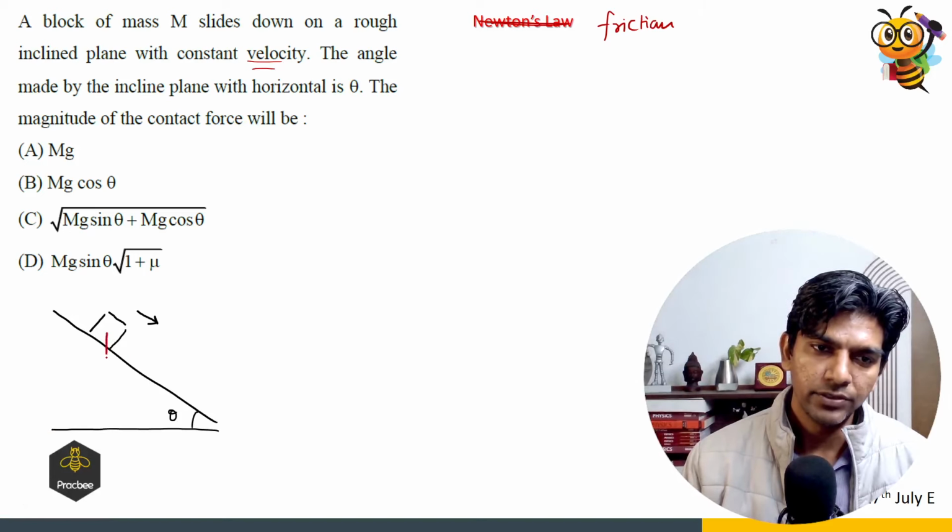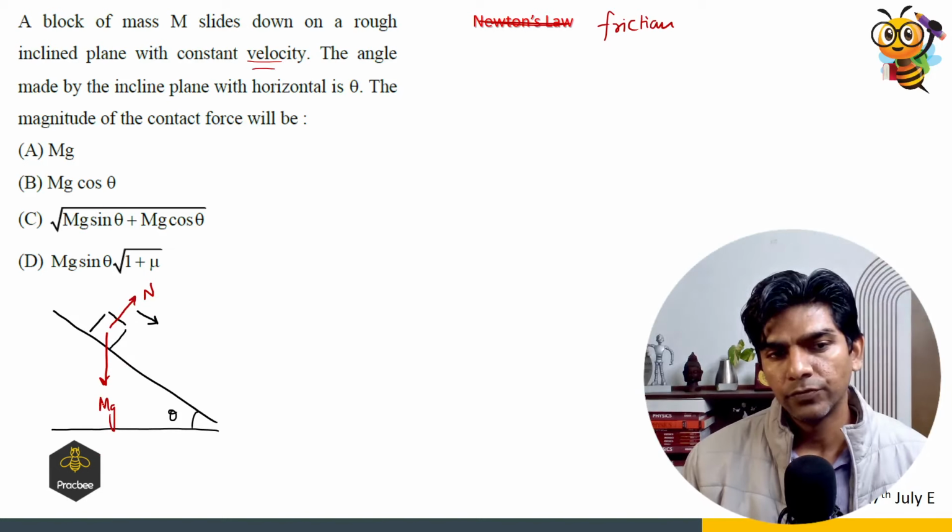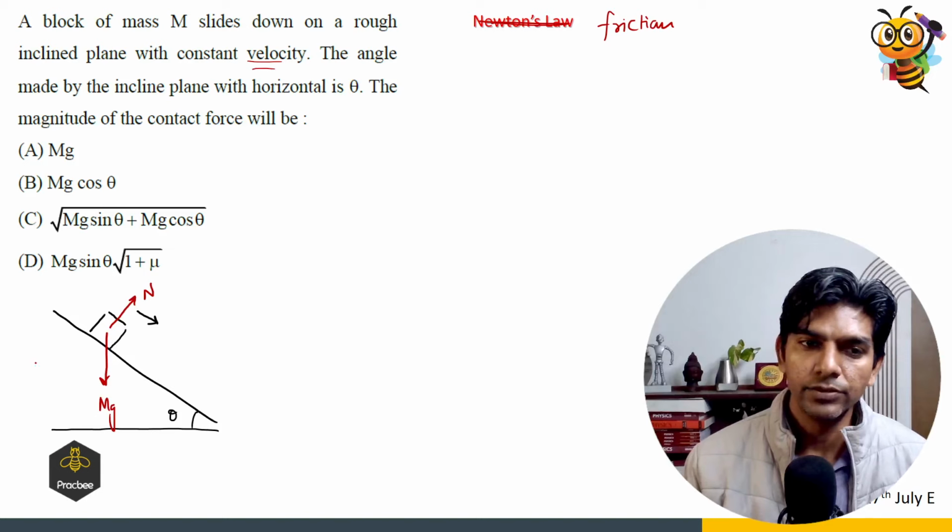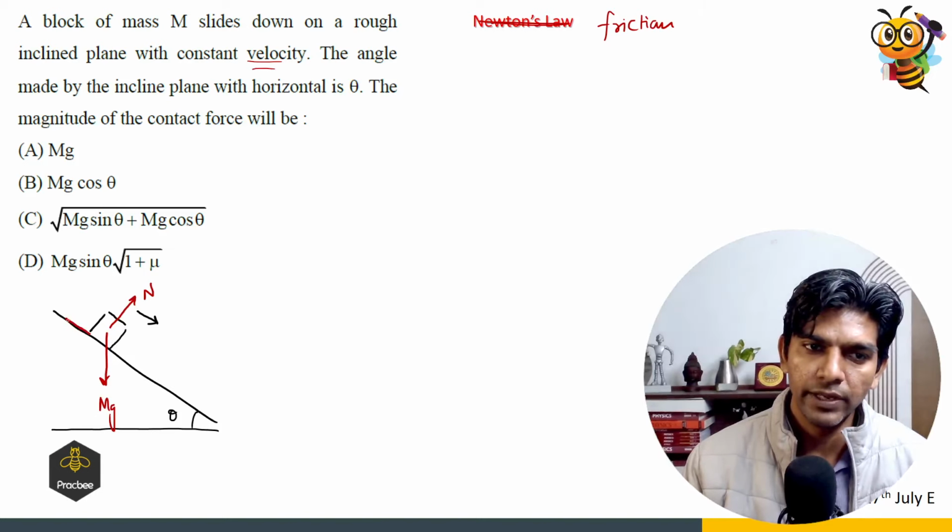So there is a gravitational force which will be mg. There will be a normal reaction, right? Apart from this, there has to be a frictional force. It is sliding down, so the relative motion is down the incline. So the kinetic frictional force will act up the incline. So this will be mu times n.